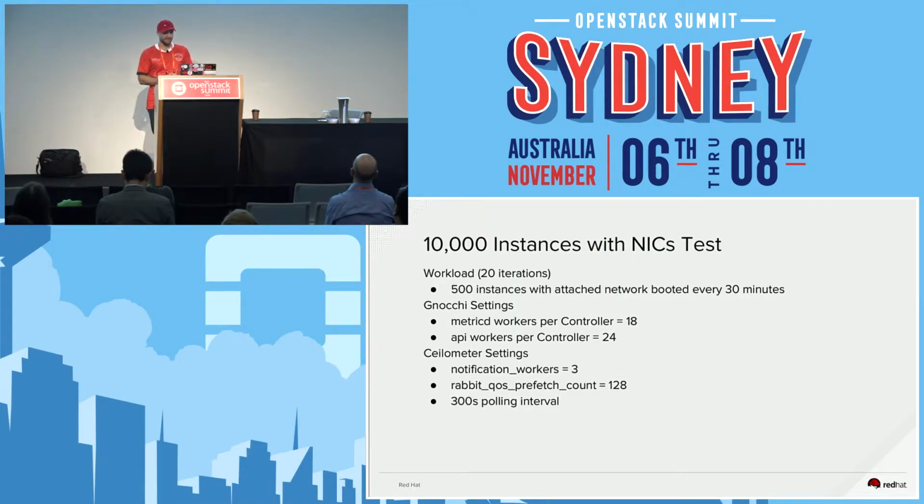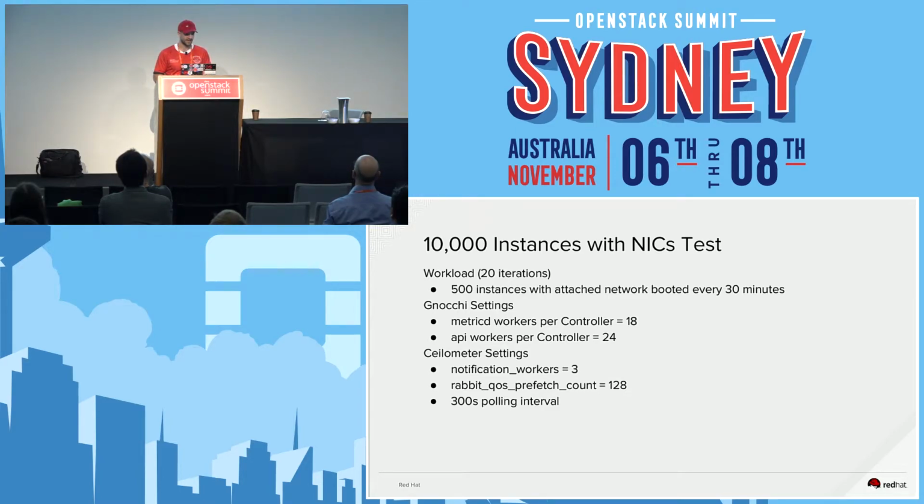So the first test I'm going to run through this data here is 10,000 instances with NICs. For the settings I had for Gnocchi, there were just a couple of small changes. I added a few additional metricd workers. The deployment framework itself deployed 12, and I bumped that to 18. Same thing with the API workers: there were 12, and I bumped that to 24. And that's per controller, so there were 3 controller nodes, so 3 times each of those numbers is the total number of actual daemons running inside this test.